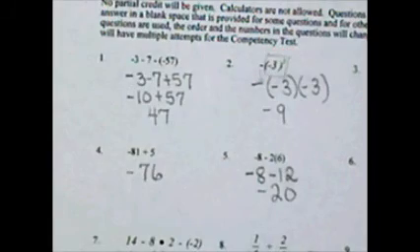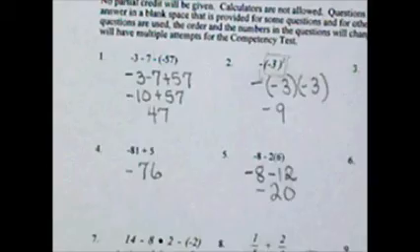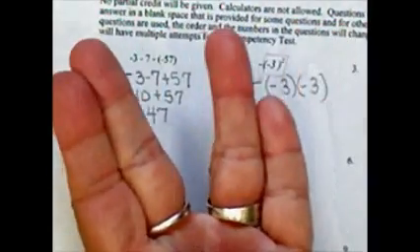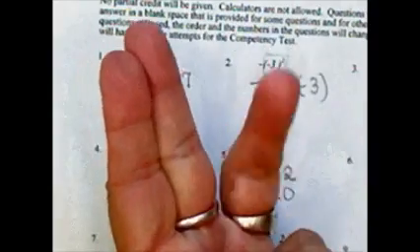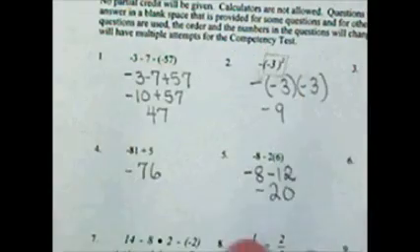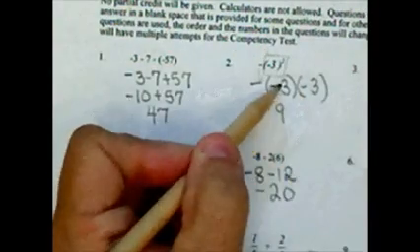So that means that anytime I don't have pairs, if I had 4 negatives, I have 2 pairs. So those would both be positive. But since I only have 3, I have that odd one, so that makes it negative. And then 3 times 3 is 9.